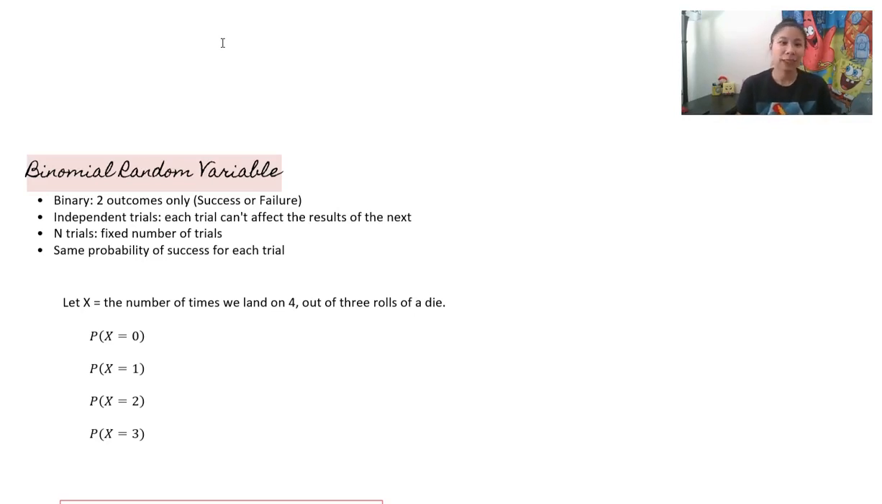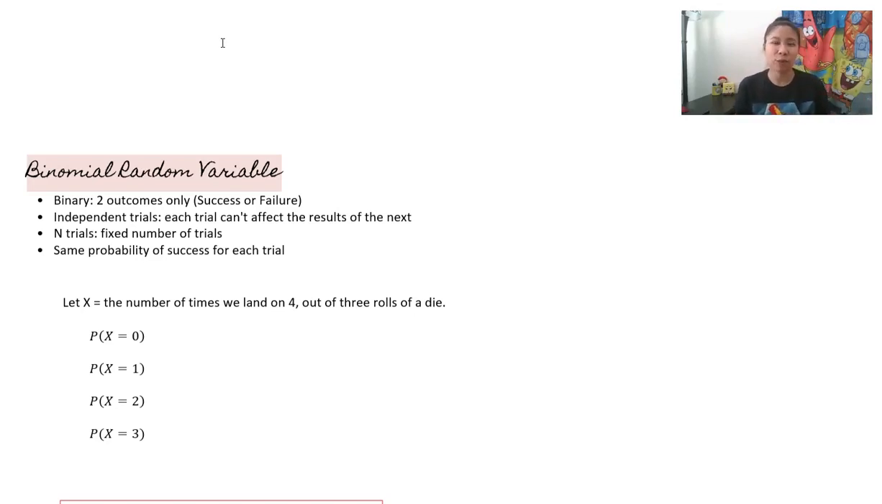And then the last rule is that the probability of success has to be the same for each trial. So when we talked about success or failure, we were saying, in my example, a success counted as rolling a 4. So a failure was not rolling a 4. The probability of success was 1 out of 6 because the probability of rolling a 4 is 1 out of 6, and it doesn't change from trial to trial. So out of the 3 trials, that probability stays the same.